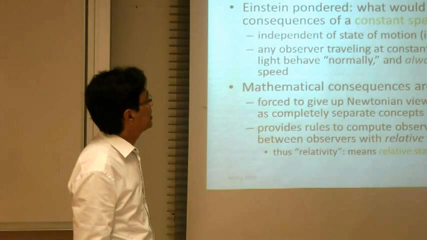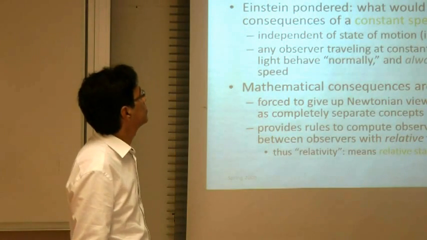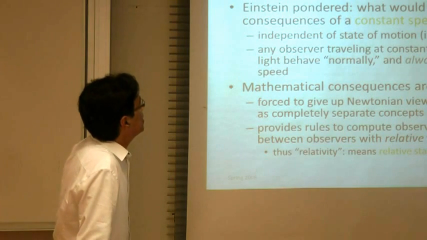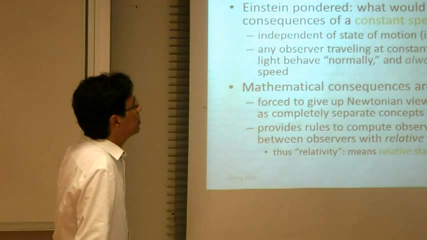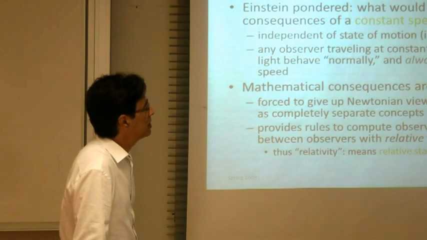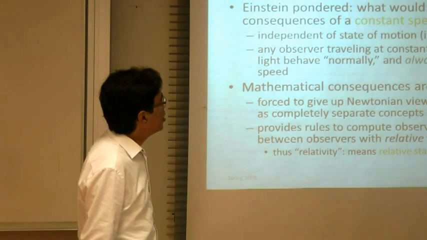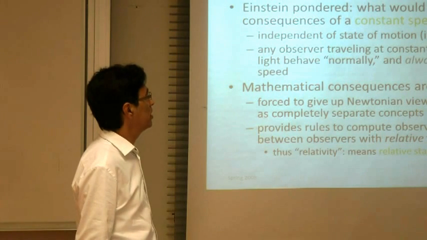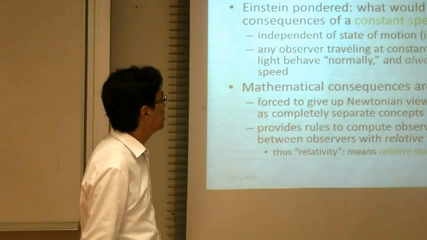Speed of light is constant. Okay, so what? Einstein pondered what would be the consequences of a constant speed of light, independent of the state of motion. Any observer traveling at constant velocity will see light behave normally and always at the same speed.